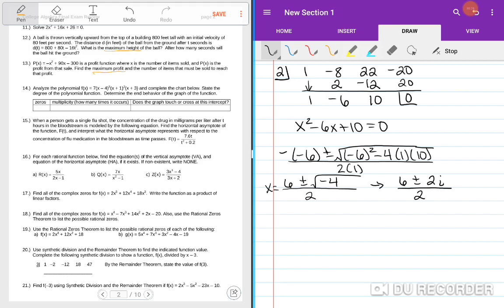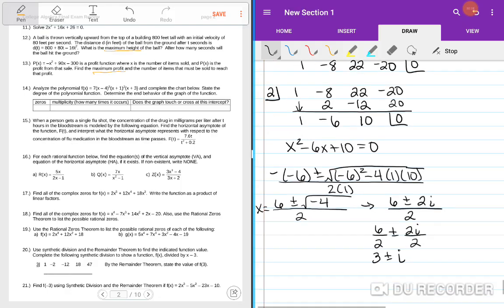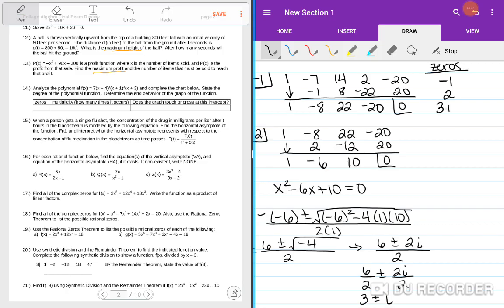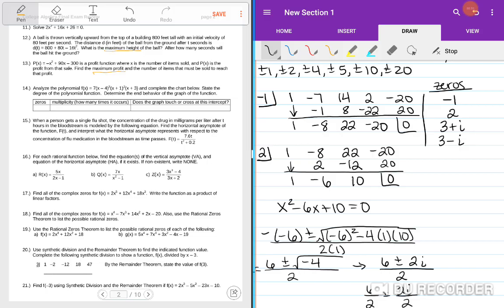So I can, of course, simplify this if I break this down. This is 6 over 2 plus or minus 2i over 2. So 3 plus or minus i. So these are my other two zeros, 3 plus i, 3 minus i. And that's all it asked us to do, find all the zeros. Okay, so here are my zeros.